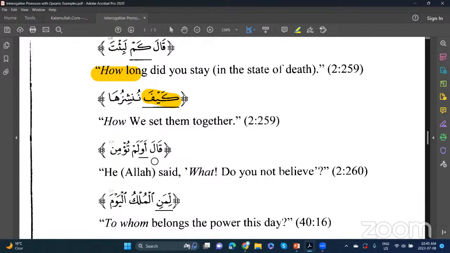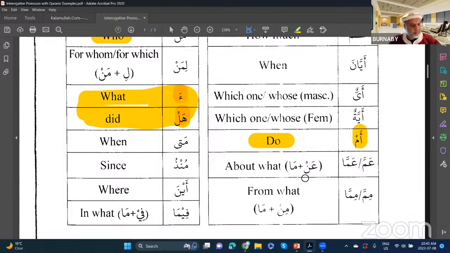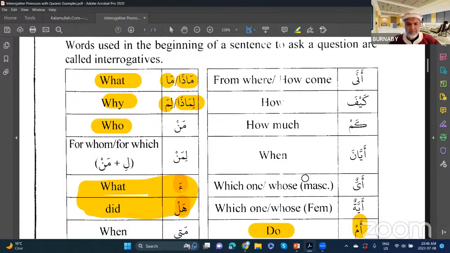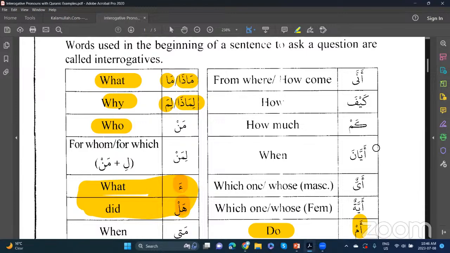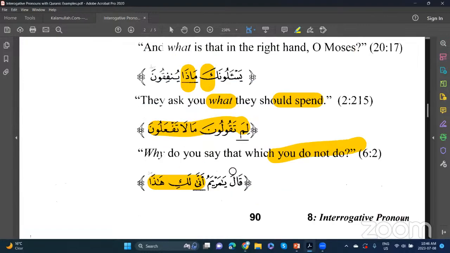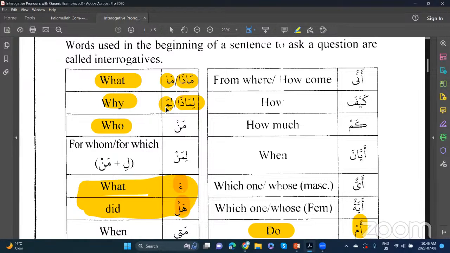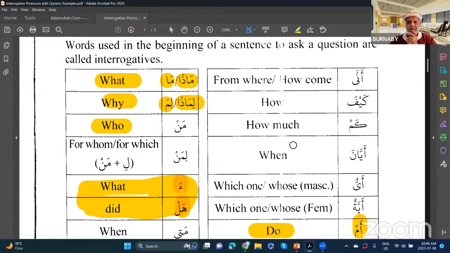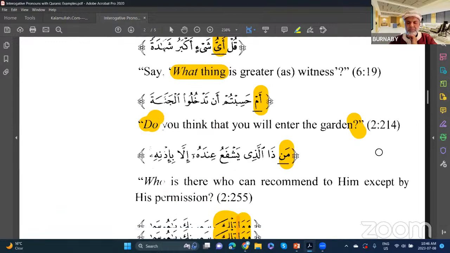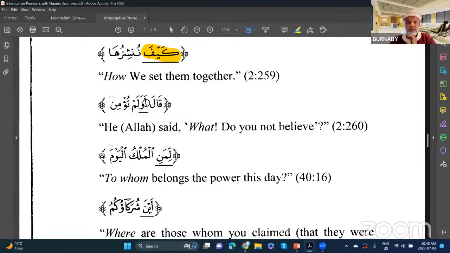Okay. Qala awalam tu'min. Awalam here, somewhere in the list, over here. Let's see. Where is awalam? Is this there? No. Okay, go to the back. This one? No, this is lima. No, it is awalam. I don't think we have it. So we didn't see it in the list. So let's not worry about it.